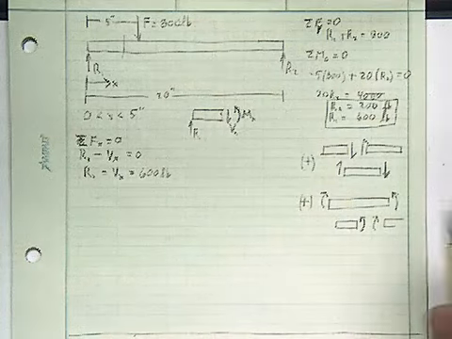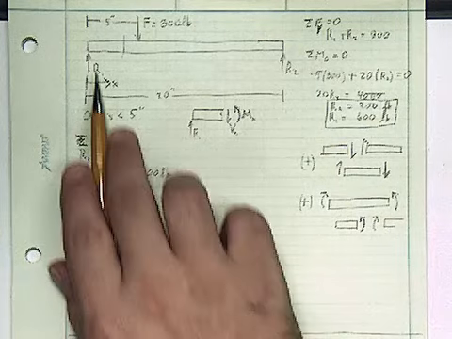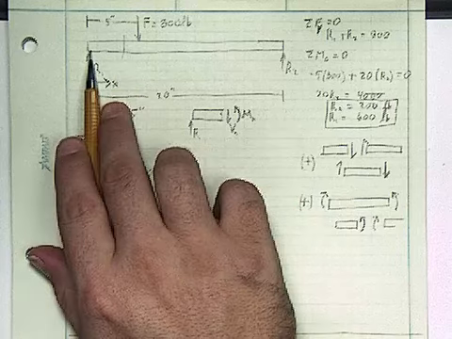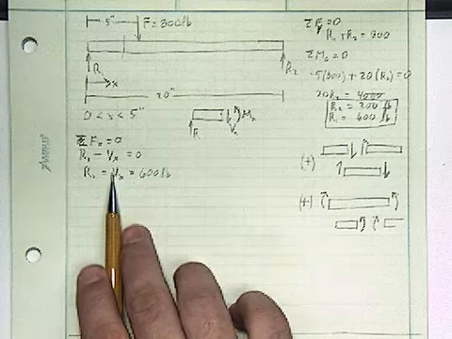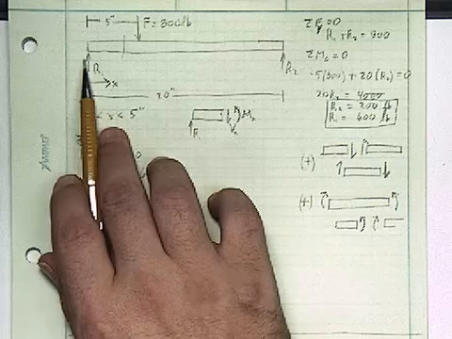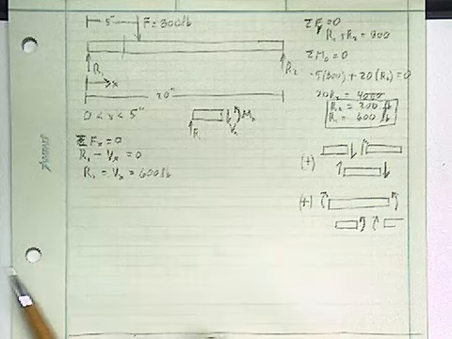Okay. Now notice that at this point, it doesn't matter where I make the break. Anywhere from 0 to 5 inches, I'll get 600. This is not, at this point, a function of x, as long as I'm within that frame.